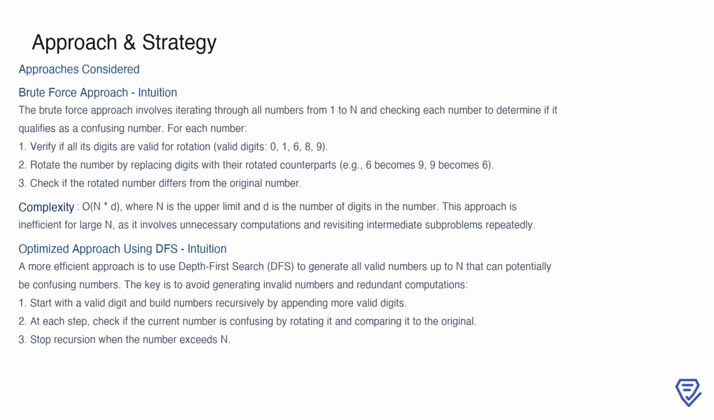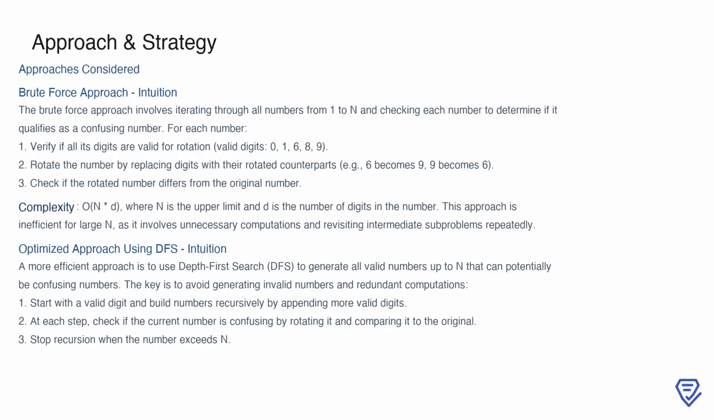To address these inefficiencies, we can turn to a more optimized approach using depth-first search, or DFS. Here, instead of iterating through all numbers, we generate valid numbers recursively. Starting with a single valid digit, we build numbers step by step by appending more valid digits, checking at each stage whether a number is confusing. If the number exceeds n, we stop the recursion.